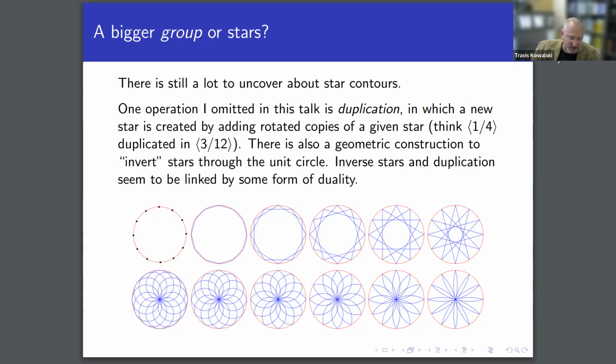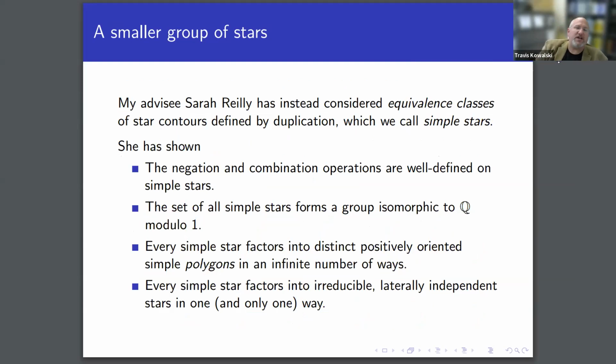group from this. And I'm going to close with a shout out to one of my advisees, Sarah Riley. She actually built equivalence classes instead by saying that stars are equivalent if they can be built by duplicating a fixed star. And she showed that under this equivalence class, negation and combination are well defined, that the set of simple stars is a group isomorphic to Q mod 1, that the simple stars can be factored into polygons infinitely many ways, but that the factor theorem still remains, that they can be factored into irreducible stars that are laterally independent and one way only.